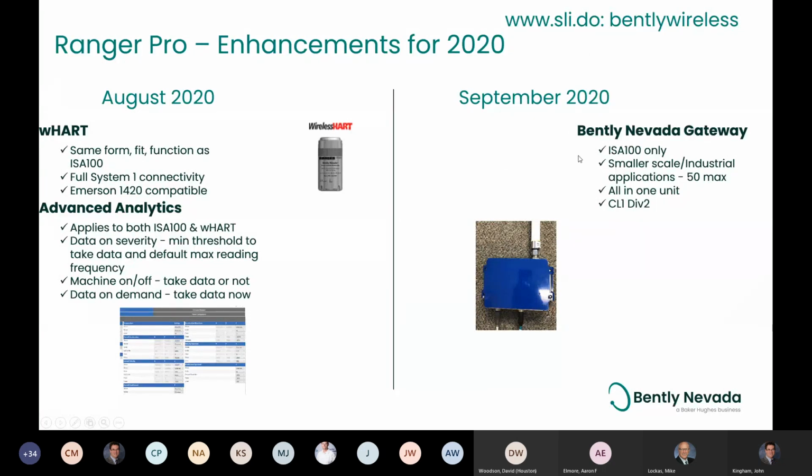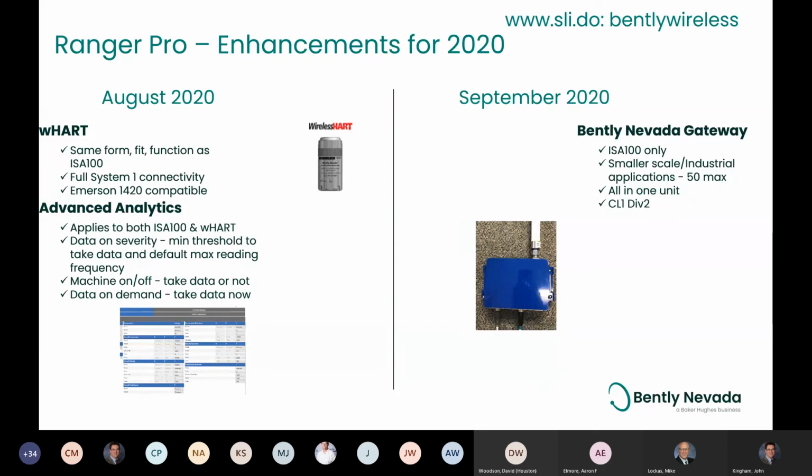In September, and I think I said August or October earlier in the presentation, but September, we'll have the Bentley Nevada Gateway. It is ISA 100 only, and with that, it's also only tested with Ranger Pro. So we're not going to guarantee that a Rosemount transducer is going to go through that network as well. But it will work well with the Ranger Pro system.